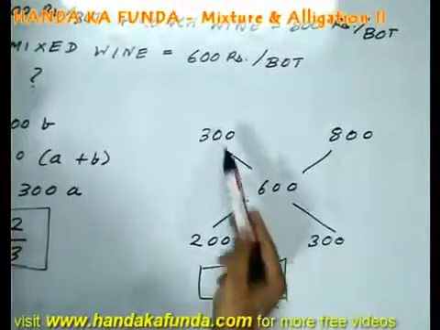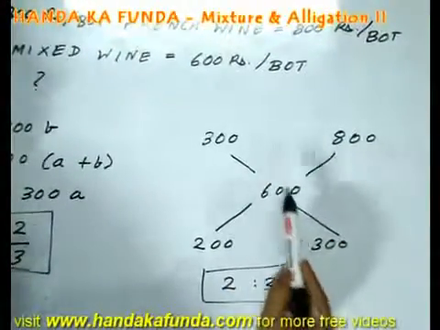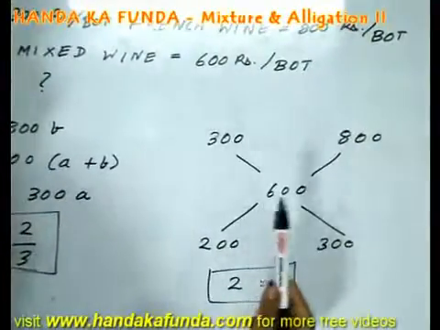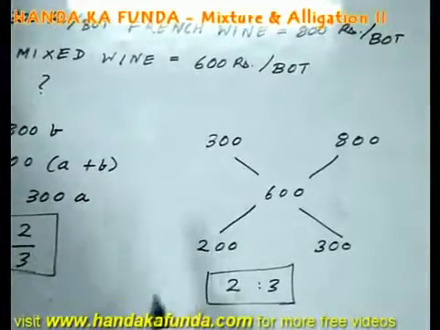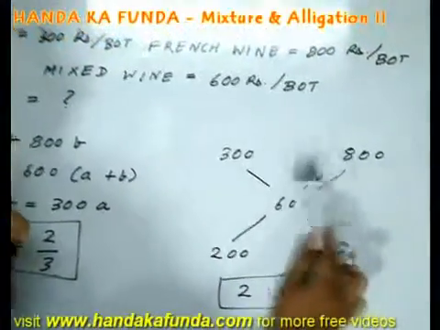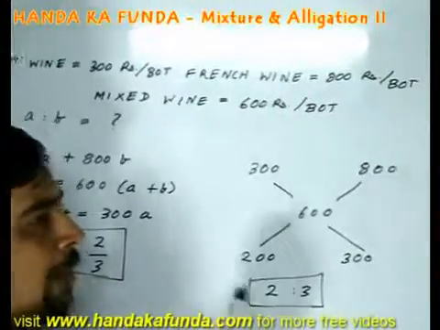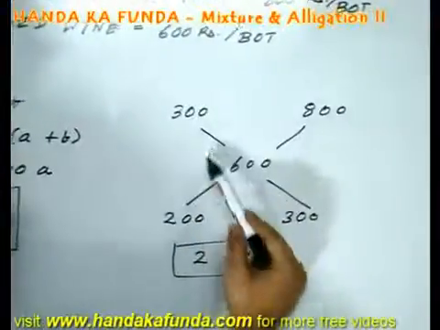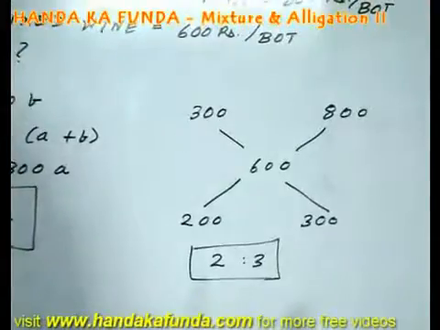The key idea here is that you will write the two values that you have on these sides, and the value that you want to achieve in the middle. From the higher value, subtract the middle value. From the middle value, subtract the lower value, and you'll get your answer. Please remember, if you're mixing something which is 300 rupees per bottle and 800 rupees per bottle, your answer will always lie between these two values. You cannot make a 1100 rupee bottle by mixing 300 rupees per bottle and 800 rupees per bottle.